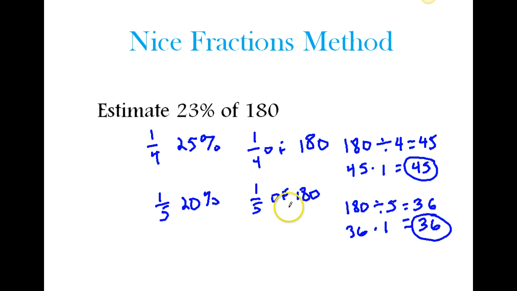So here's two examples that are pretty good. The first one's a little bit better because 25% is a little bit closer to 23% than 20% is, but both would be really good examples of estimating and getting a percent close to 23%.